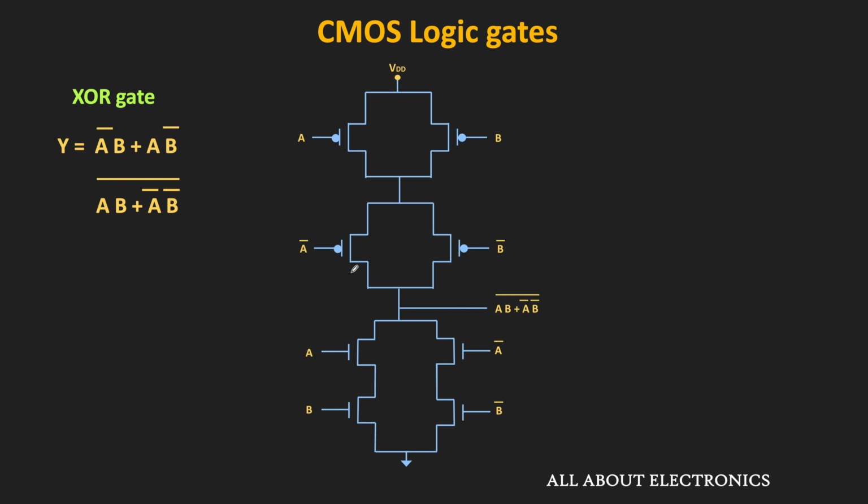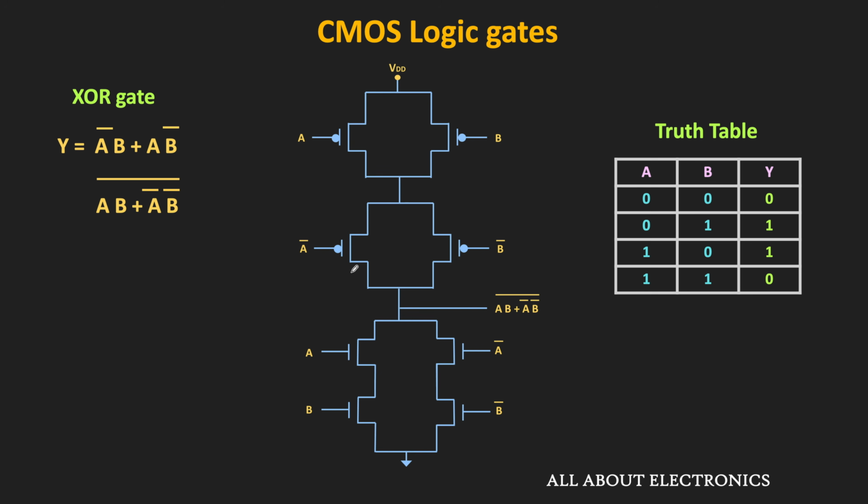In case you want to verify the logic of this implementation, you can verify that by using the truth table of the XOR gate. For each input combination, you can verify that you are getting the correct logical output. For example, when both A and B are 0, then in this PMOS network, these two transistors will be in the on condition. On the other hand, this A bar and B bar will remain in the off condition. Similarly, in the NMOS network, this A and B will remain off, while this A bar and B bar will remain in the on condition. And through these two transistors, this output will get connected to the ground terminal.